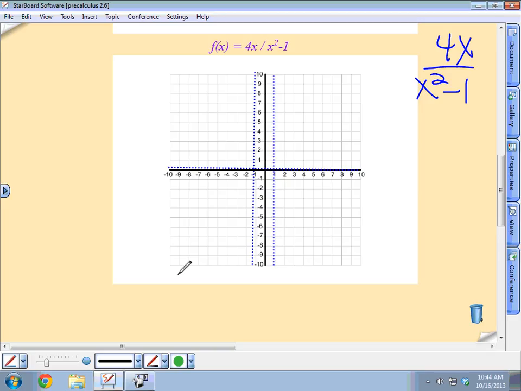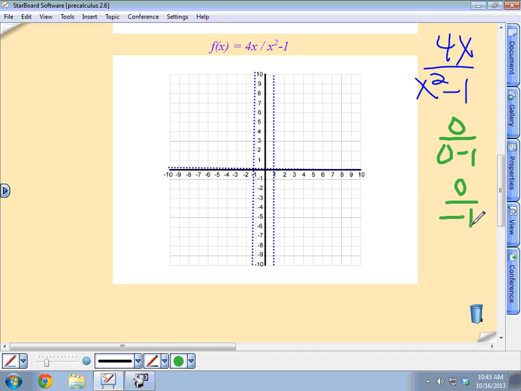Is it -4 or 0, -4? If you put 0 in for x, then it's -4. How would you get -4? 4 times 0 is 0. You can't plug in a 0 in this. If you plugged in a 0, what do you have? You have a 0 here over 0 minus 1. But we can't have that point.